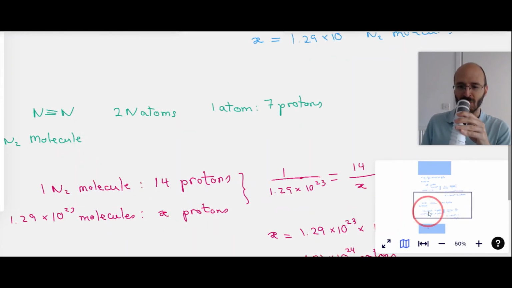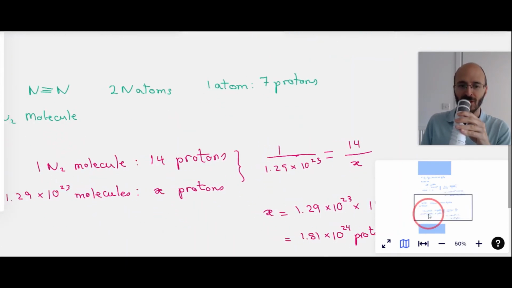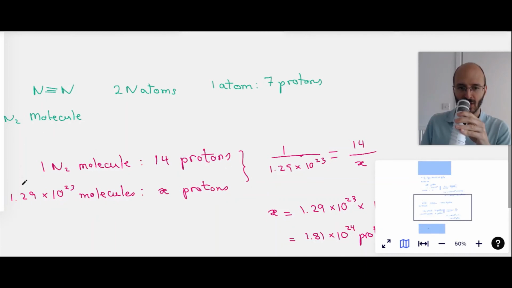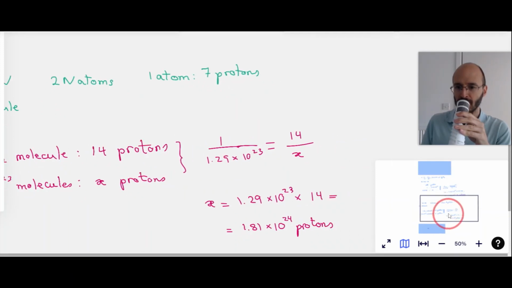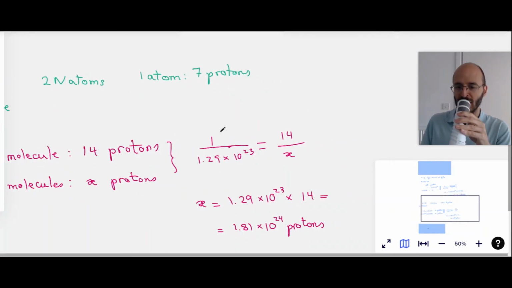So again, you use the same method as before. You write the molecules column of the ratio as a fraction, which equals the protons column. That's this. Then you cross multiply, so 1 times x equals 1.29 times 10 to the 23 times 14. And that's the final answer. I hope it makes sense.